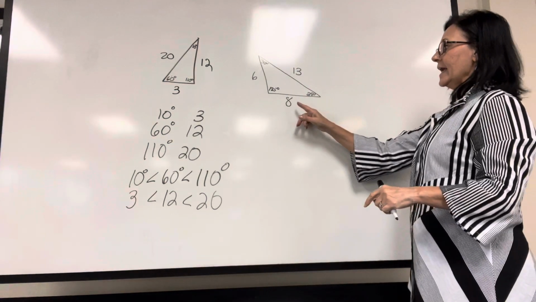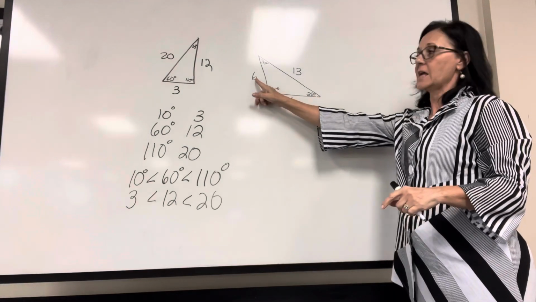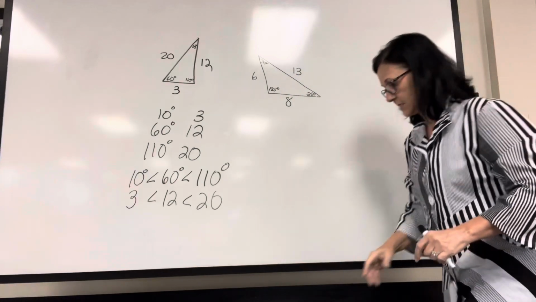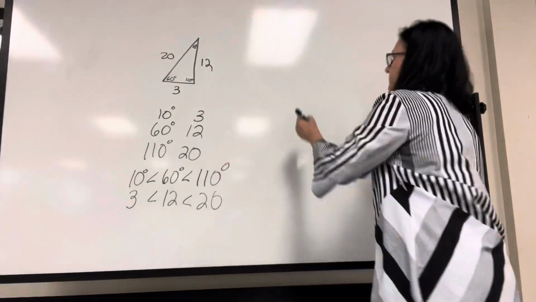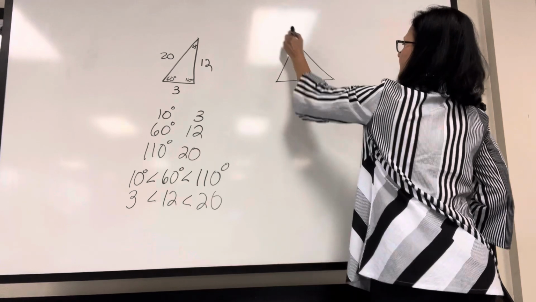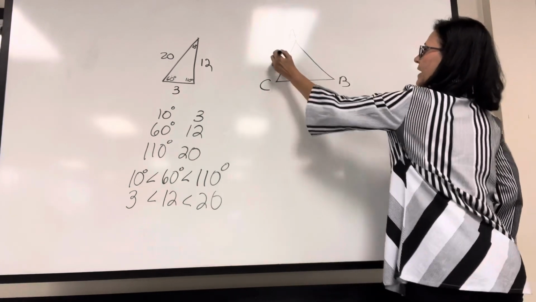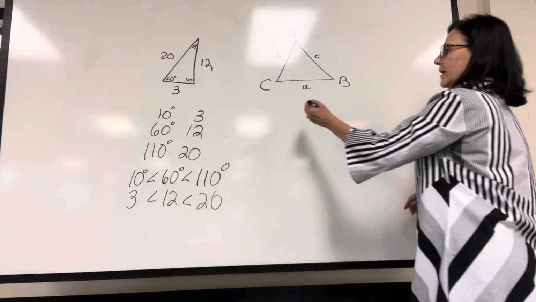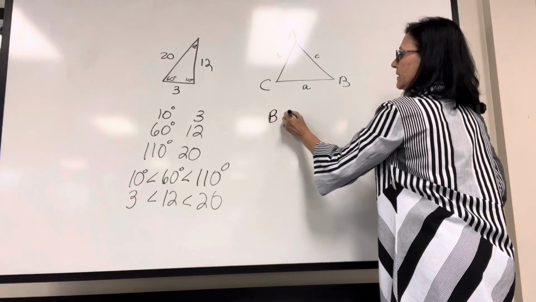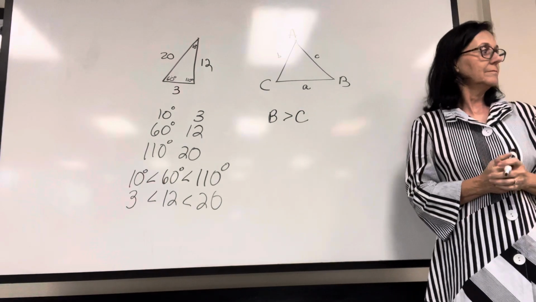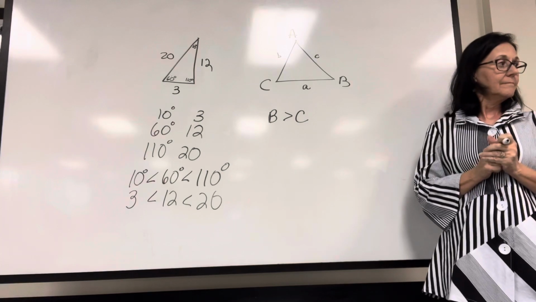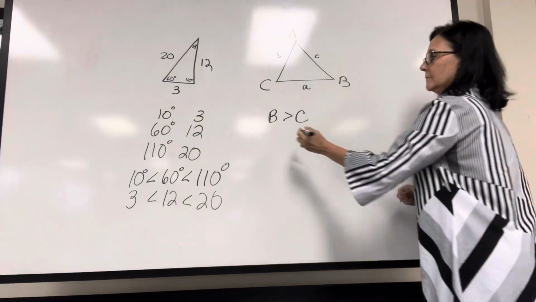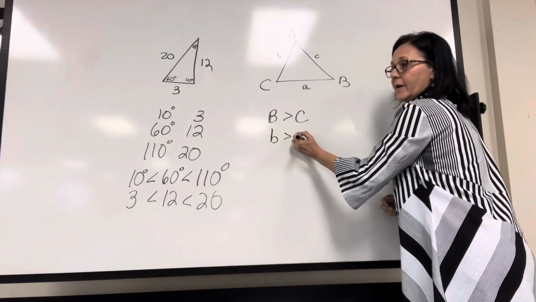All right, so again, opposite the 25 is the shortest side. Opposite 30 is the middle length. Opposite 125 is the longest length. Now, what if I just labeled these A, B, C, because the opposite side is always the lowercase letter. If I told you that angle B is greater than angle C, what can I know, Megan? That side b is going to be greater than side c.